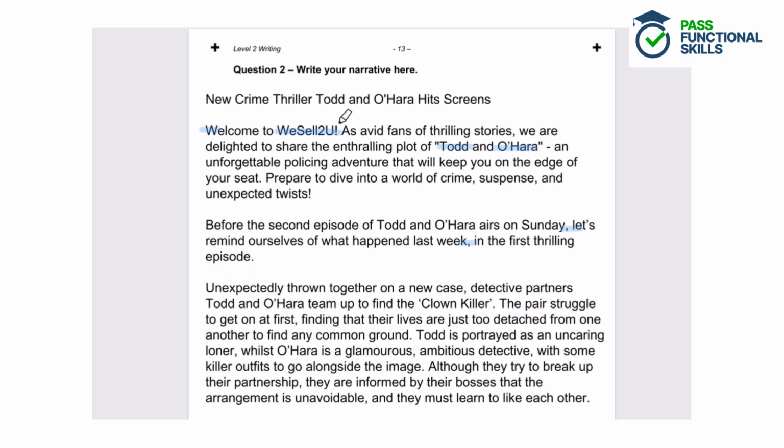We've got the use of exclamation marks, such as here and here, to build some excitement and persuade the reader to watch this show. We've also got a dash used in the first paragraph, and a dash is used to connect some ideas together. So, talking about the enthralling plot of Todd and O'Hara, and then explaining that this is an unforgettable policing adventure.